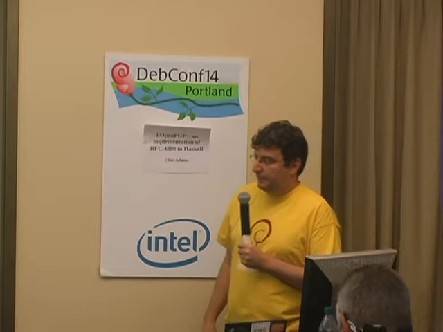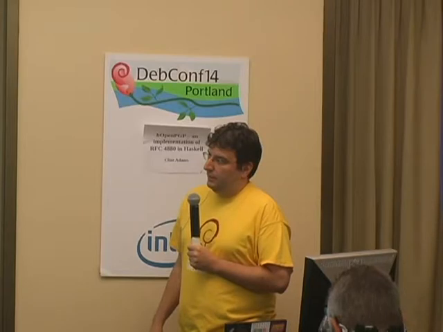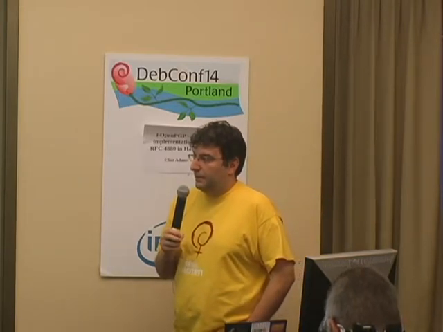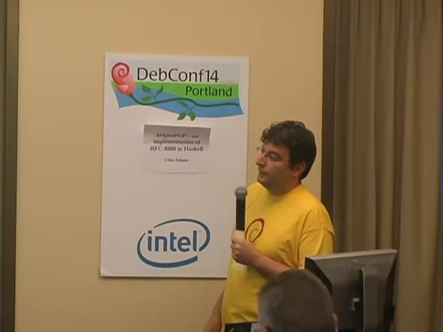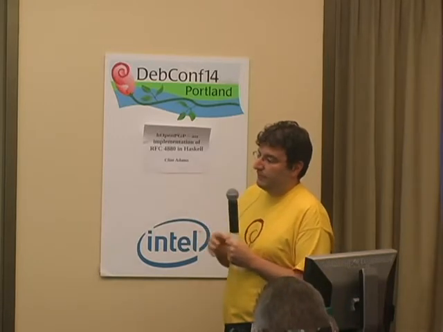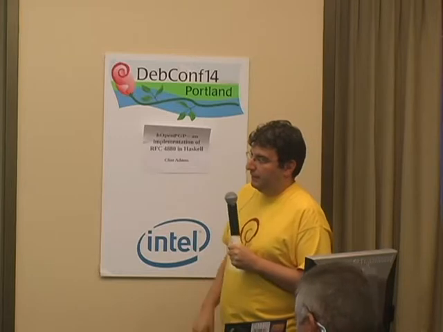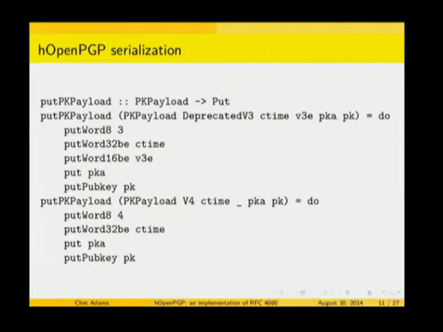And so the very first thing I had to do after defining a bunch of types was serialization. Actually, the serialization was less important than the parsing part, which is the next slide. But so this expresses how to write out a public key payload, which is most of the public key, to a byte string. And so on top we have a V3 key.